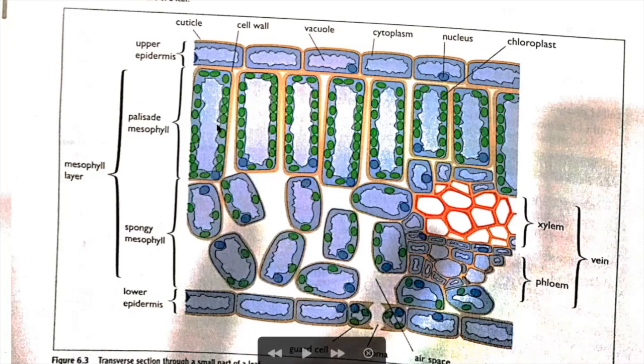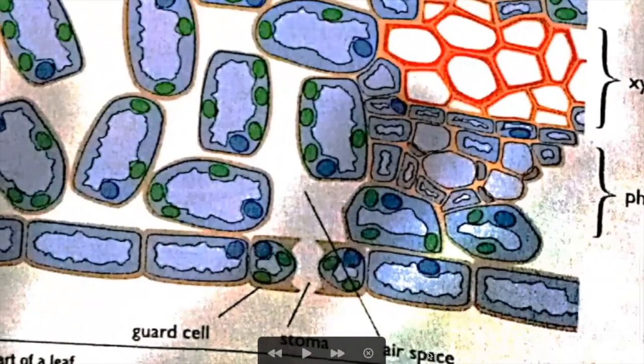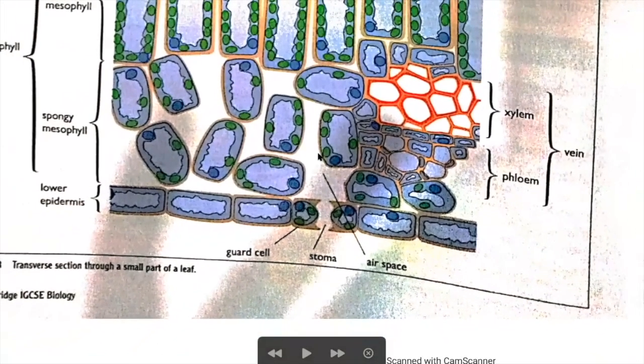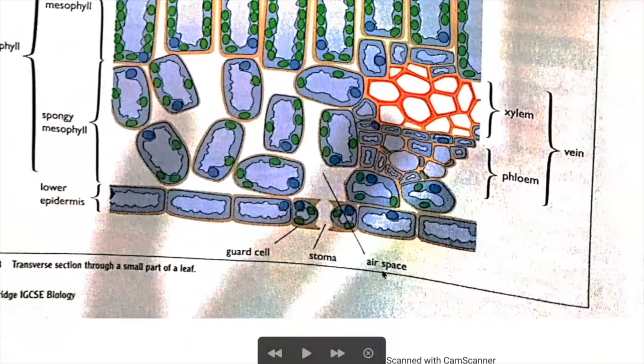Fungsi yang kedua untuk spongy mesophyll cell is that they are arranged loosely. Macam kalau palisade ni, they are arranged closely. Kalau spongy mesophyll cell, they are arranged loosely. Dia macam tak rapat-rapat. Dia ada ruang. Why? To create air space. Air space tu maksudnya ruang udara. Ni awak tengok air space. So the reason why spongy mesophyll cells are arranged loosely is to create air space.